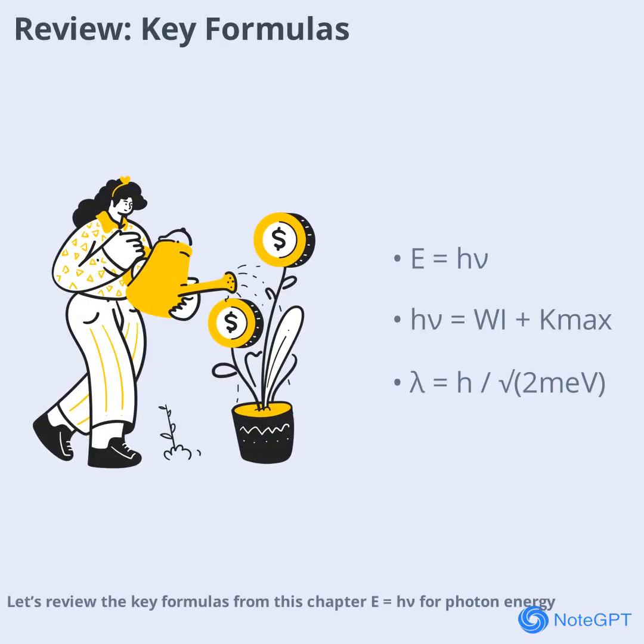Let's review the key formulas from this chapter. E equals h nu for photon energy, h nu equals W0 plus K max for Einstein's photoelectric equation, and lambda equals h over square root of 2 m e V for the de Broglie wavelength. Memorizing these formulas and understanding their application is essential for solving exam questions quickly and accurately.